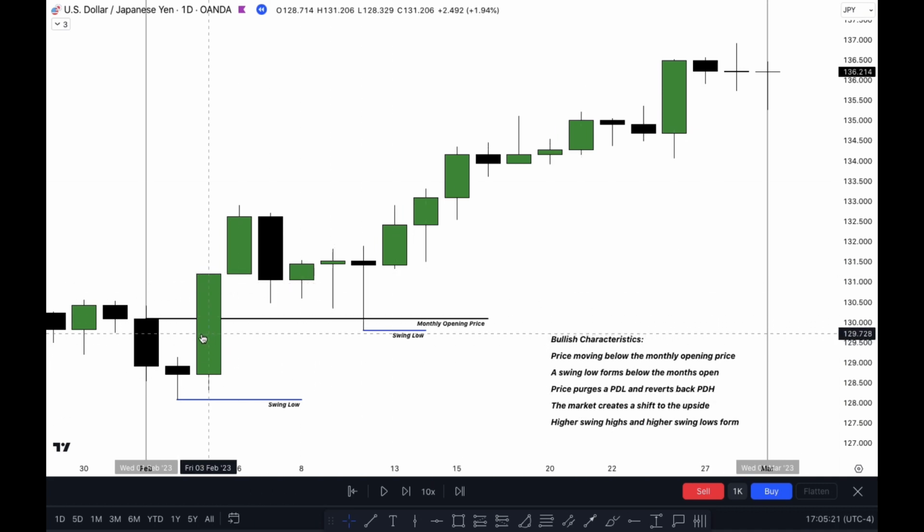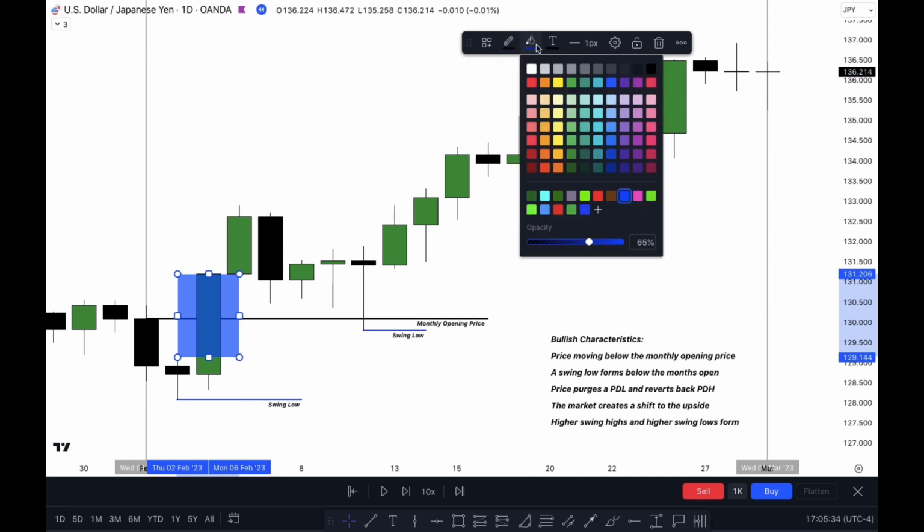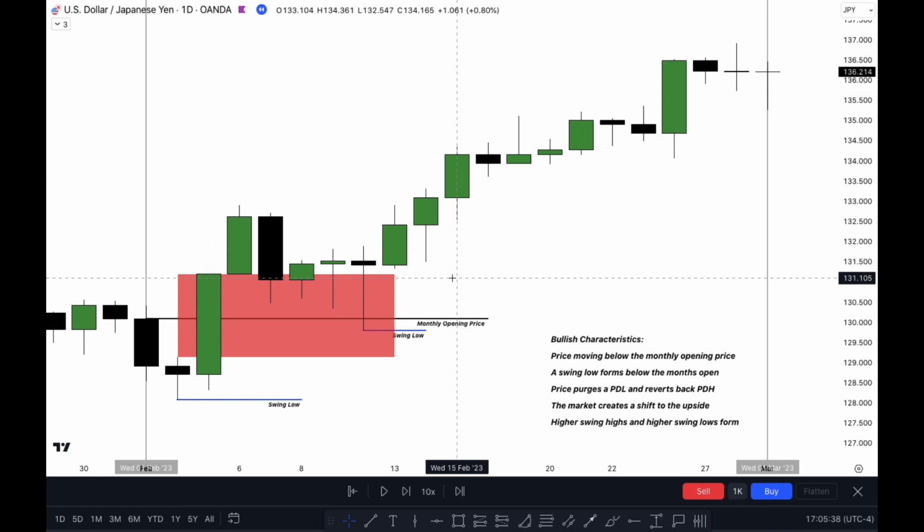So a shift, in my opinion, in my definition, is when price runs up with speed through a swing high with a fair value gap. So we can see there's a fair value gap here. So we can mark that off with a box. We'll make it red. We'll draw it out. And do we have a swing high that's ran through with this speed to the upside?